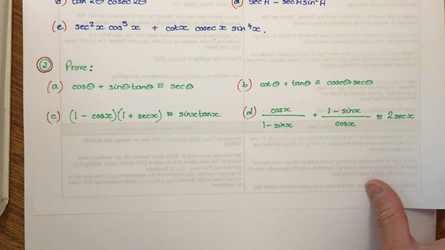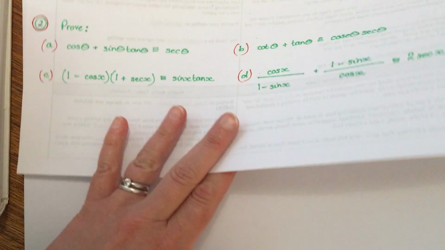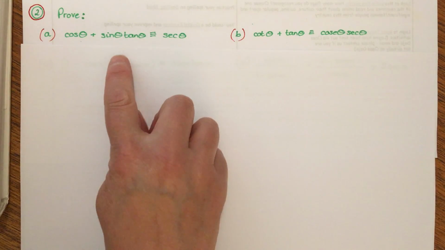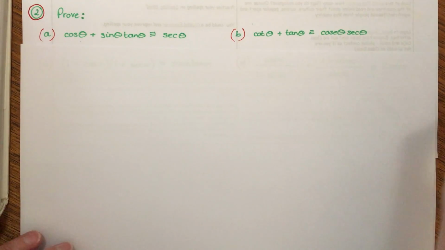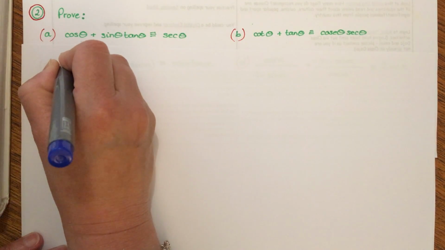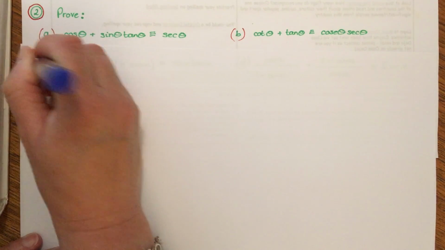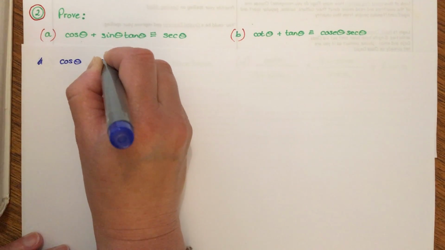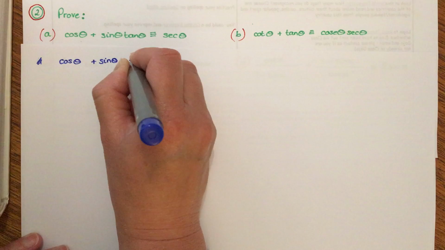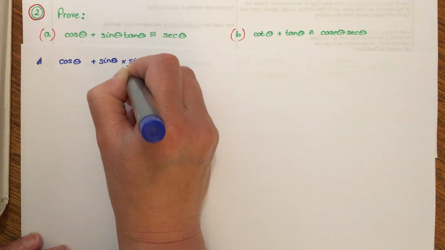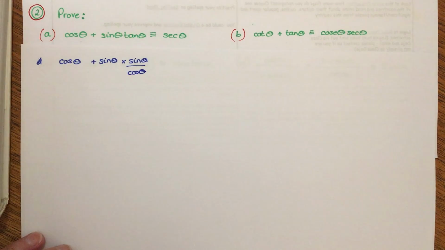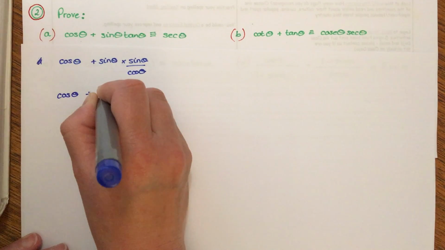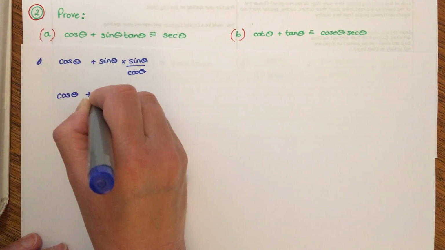Okay, let's look at question 2 then. Right, so with the prove questions, remember you start working on the left-hand side and you turn it into the right-hand side. So I'm going to leave cos as it is. I'm going to leave sine as it is, and I'm going to turn tan into sine over cos. So this gives me cos theta plus sine squared theta over cos theta.